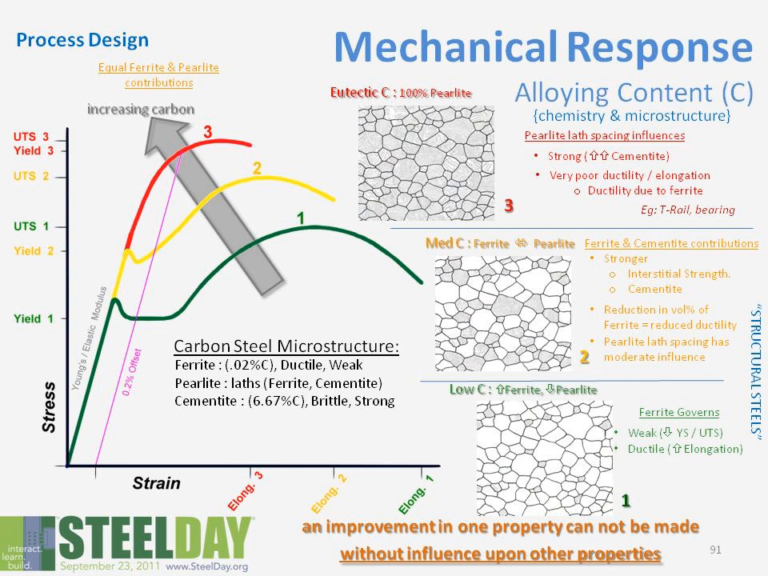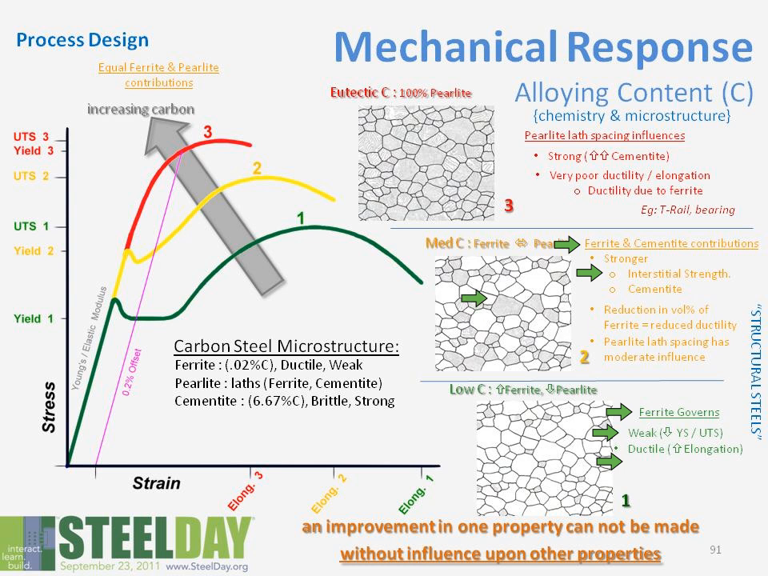Again, from a practical standpoint, what does that mean? If we go back and look at a low-carbon steel, we have a ferrite-pearlite structure. Here the ferrite governs, so we have a lower yield strength, but very ductile. As we increase the carbon level, and that lower carbon is curve 1, we start getting more and more contribution by the pearlite. So we end up with a stronger steel. We do have some moderate influence from the pearlite lath spacings.